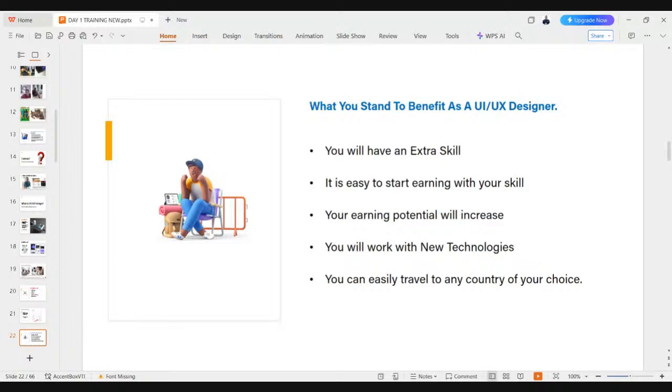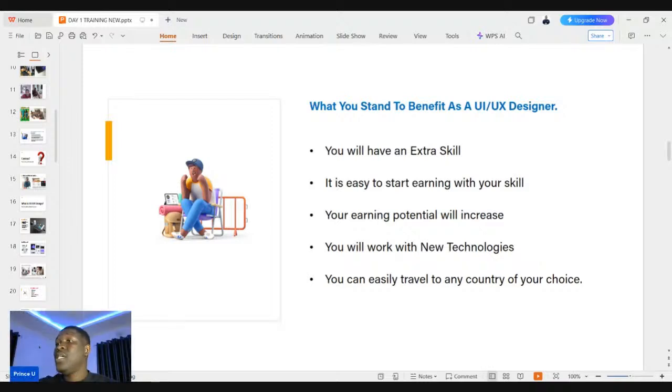So it's easy to start earning with your skill. Then it's going to increase your earning potential. That's the third thing, third benefit. Like I said, everything I'm showing you here are my practical experience. So earning potential has increased, trust me. So it's going to increase your earning potential. It gives you more worth, more value, and all of that.